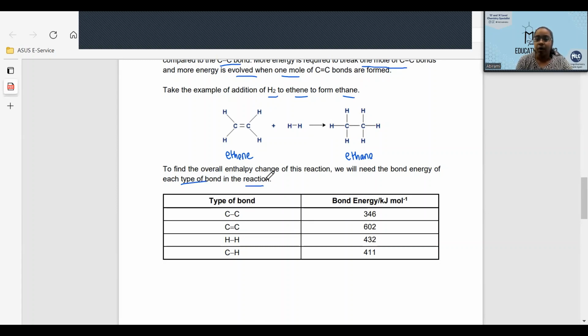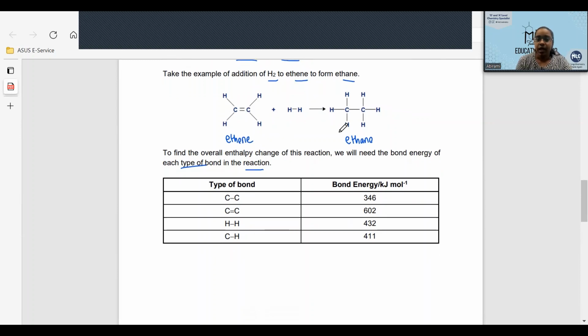The first is bond breaking. Looking at the reactant side, we need to determine what bonds are being broken. And then looking at the product side, we need to determine what bonds are being formed. You can use the bond energy that's given in this table over here.